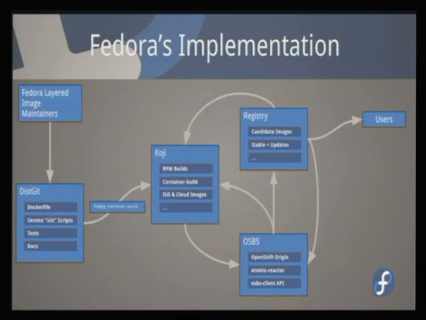So actually, I don't have this diagram. I probably should have. But from there, a Fed message gets sent out. Taskatron will pick it up, and we'll actually be able to do testing and everything from the candidate registry before we distribute to the users.